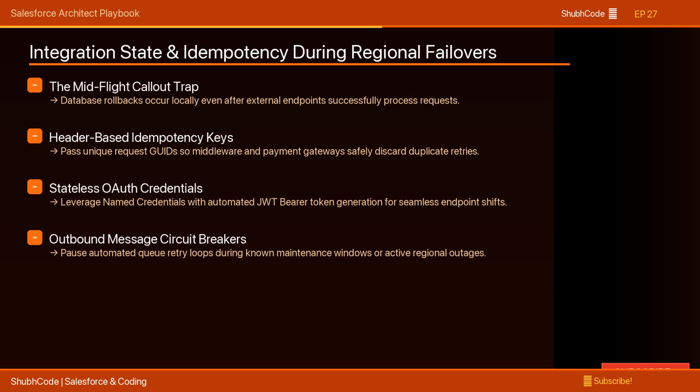The external payment gateway or ESB must inspect incoming request headers, detect duplicate GUIDs sent during retries, and return the cached original response without re-executing business logic. Furthermore, outbound integrations should utilize named credentials with dynamic token refresh routines so that authentication state doesn't break when switching endpoints during failovers. Always design APIs assuming that every network call will fail halfway through execution.